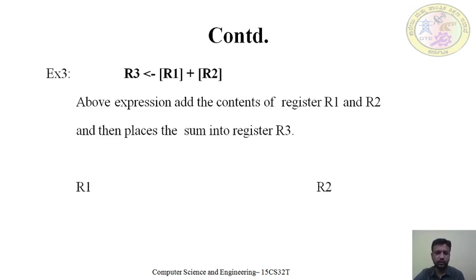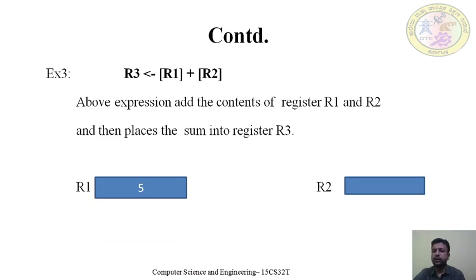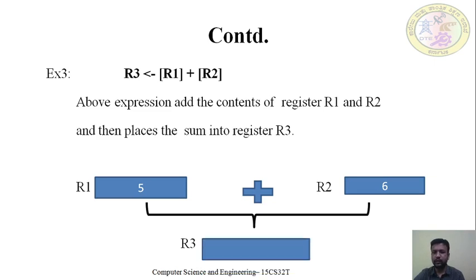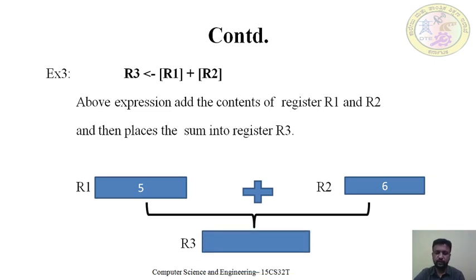So let's take a look at this. We have two registers, register R1 having some value 5, register R2 having some value 6. So R1 needs to be added to R2 and the result stored into register R3. So 5 plus 6, 11 is stored into register R3.